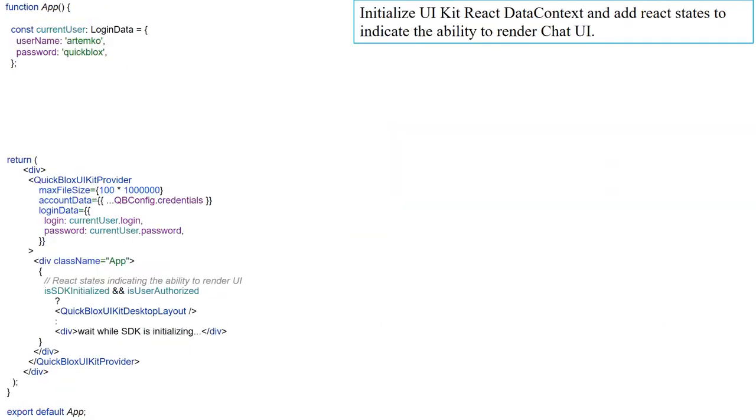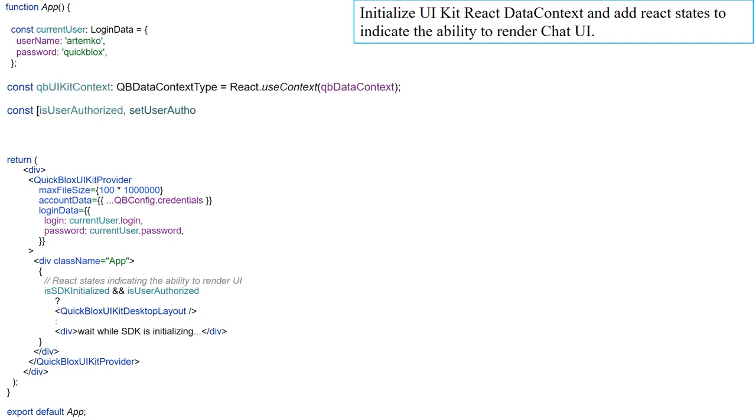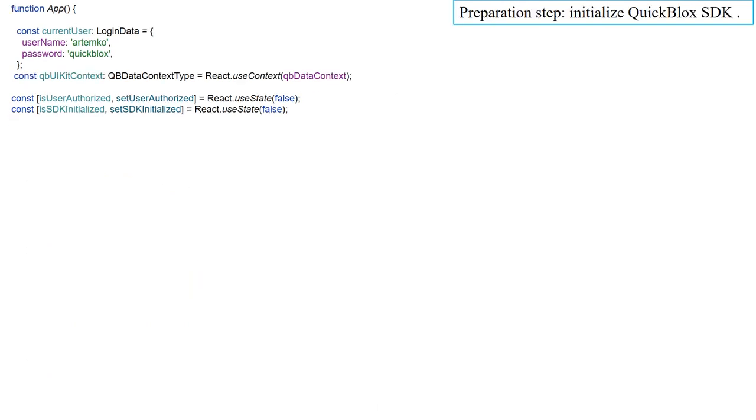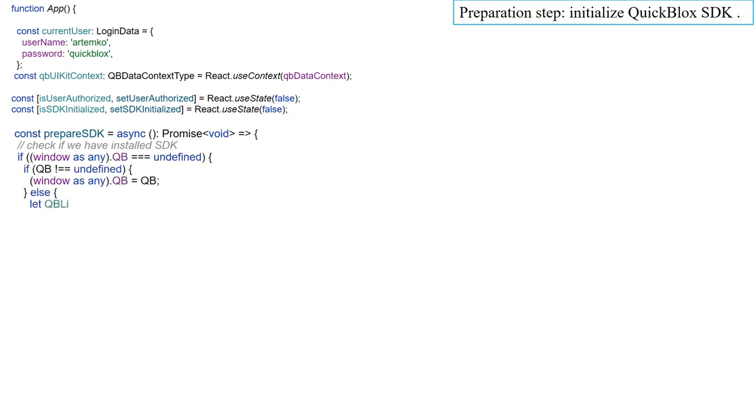To work with QuickBlox, it is necessary to initialize the UIKit React data context. It contains important data and settings for using QuickBlox. The data context connects various components of the application and provides them access to shared data. We need to add user authentication, so to do this, we will introduce two React states and use the useEffect hook. The isInitialized we use to indicate if we have the SDK in initialized state. The isUserAuthorized shows if we can start rendering React components.